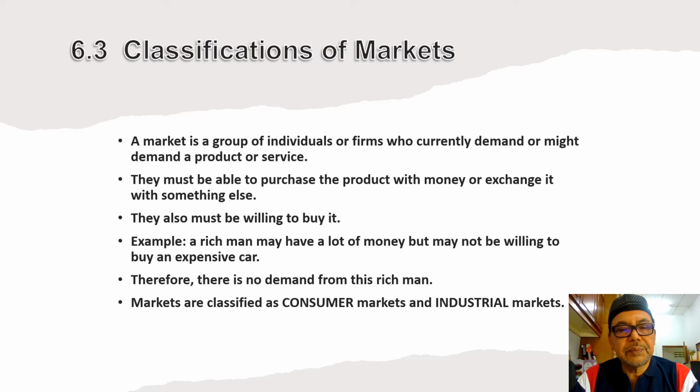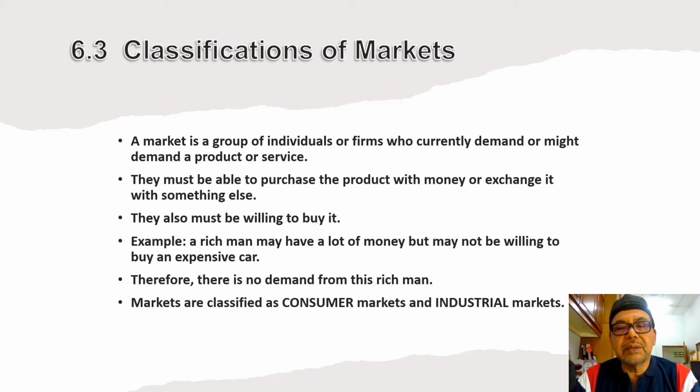Classification of markets. A market is a group of individuals or firms who currently demand or might demand a product and services. For example, you, students, also demand products and services: calculators, foods, books, notes, everything. Computers too, now you use online, you need a computer. They must be able to purchase the product with money or exchange it for something else. So we have to buy the product. Our medium of exchange now is money.